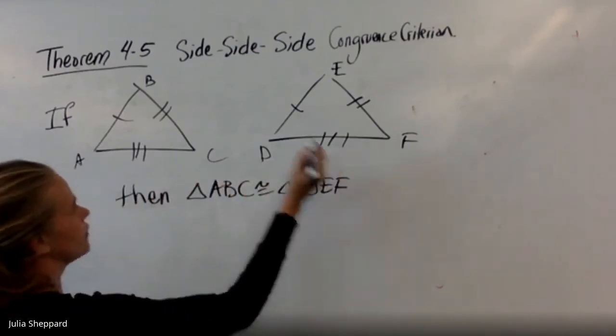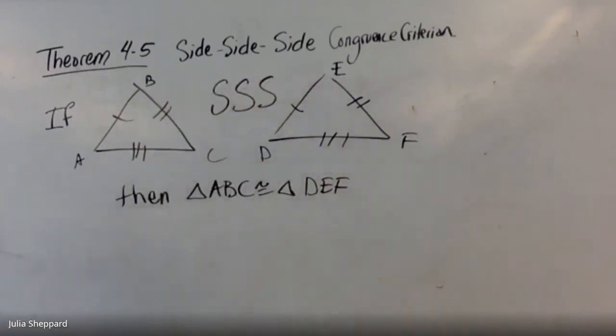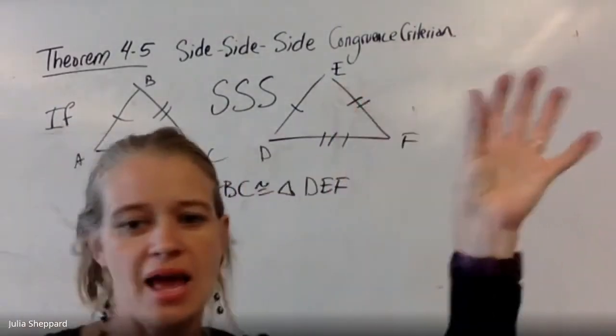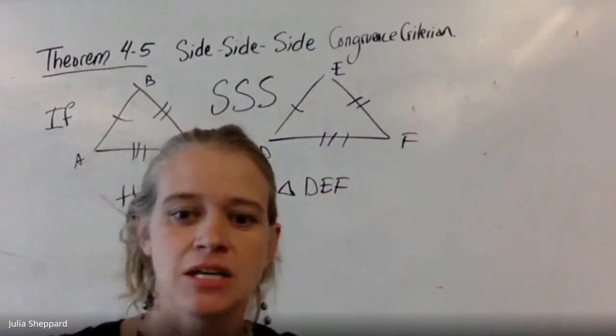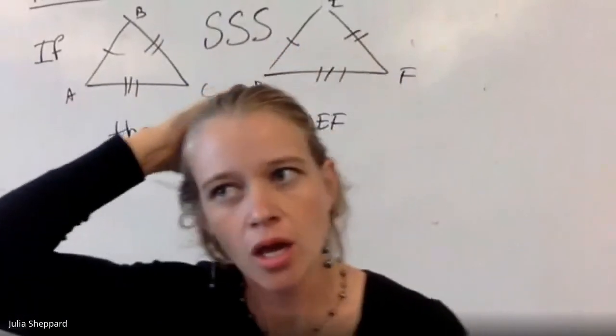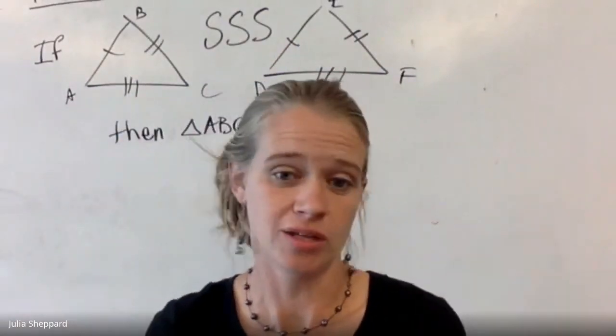And this is abbreviated as side, side, side. Okay? So if you're using this theorem in a proof, you would say by SSS, and that's okay. And you'll get used to doing that too. All right, so try some of these problems on your own. Mostly you're going to be trying to use these theorems to prove other things.